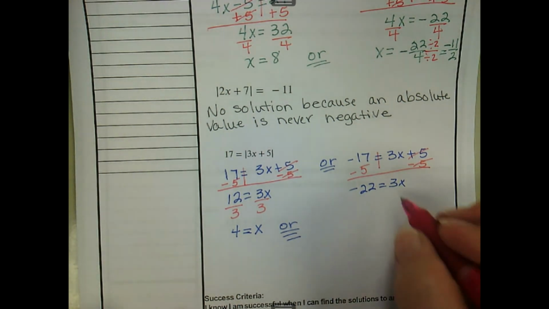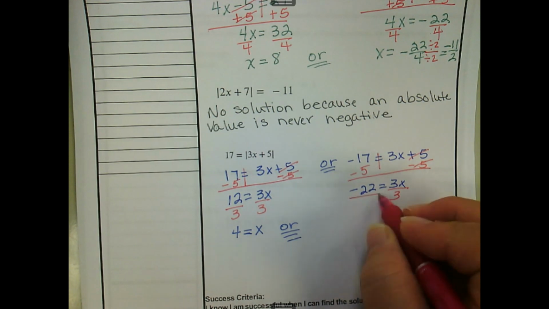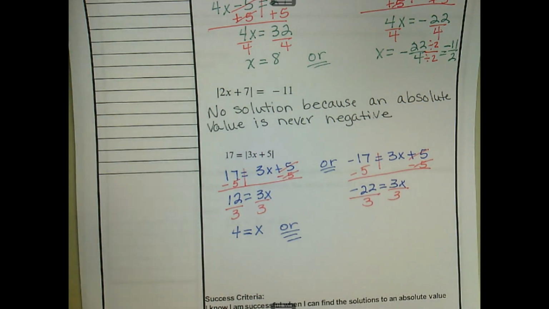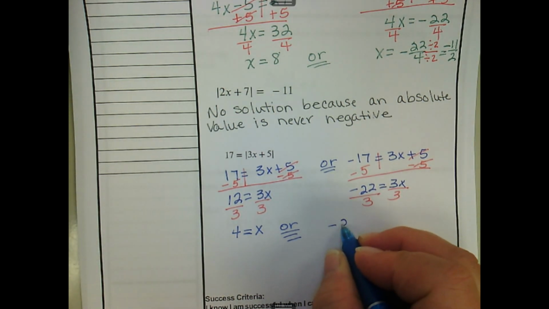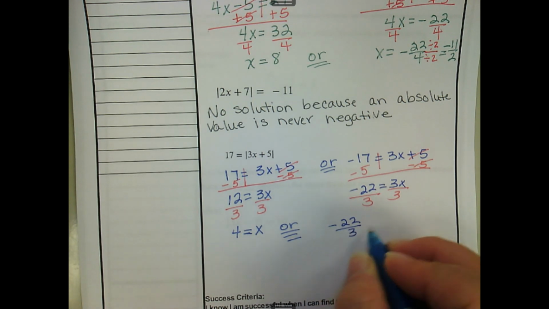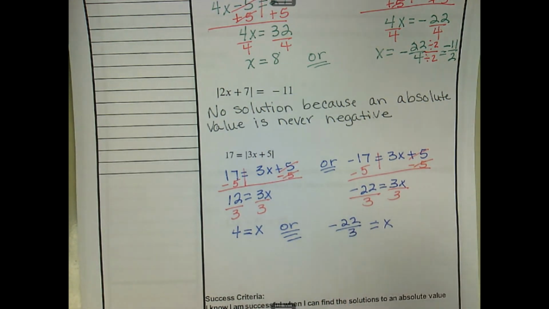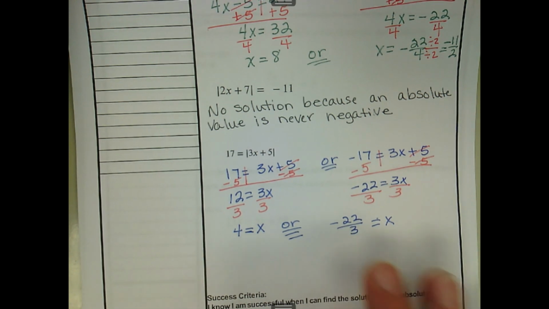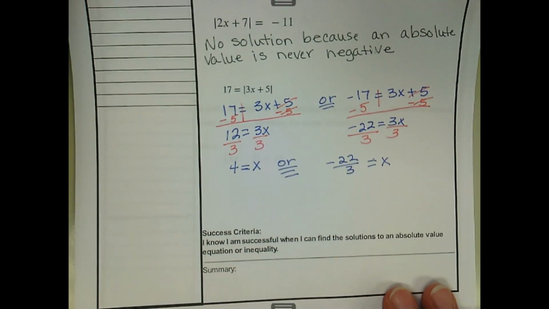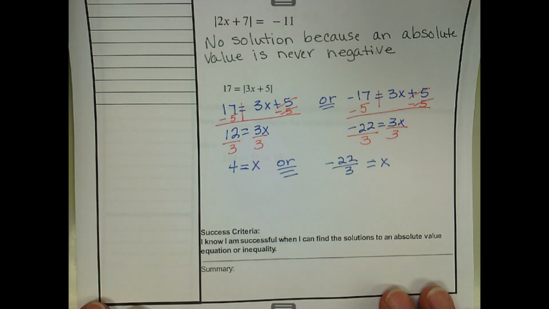Okay, last step is to divide by 3. Negative 22 over 3 is equal to x. 22 and 3 have no common factors, so I know it's simplified and I'm done. That is how we will start leaving our answers in this algebra class.